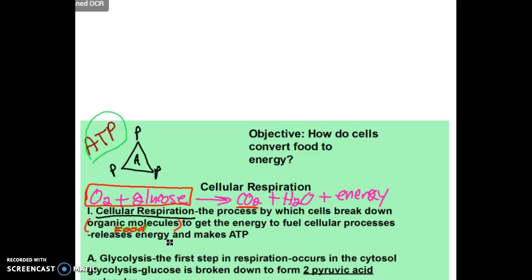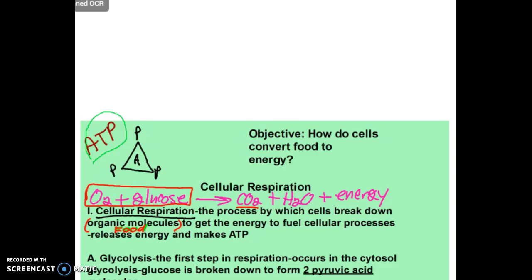Remember when we talked about the cell membrane? We said that there's some things that move through the membrane that require the use of energy in the form of ATP. Well, that's one of the places that ATP is used, but there's actually a lot of cellular processes that need to be fueled by ATP.